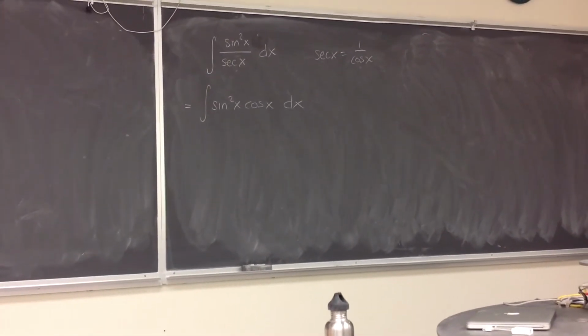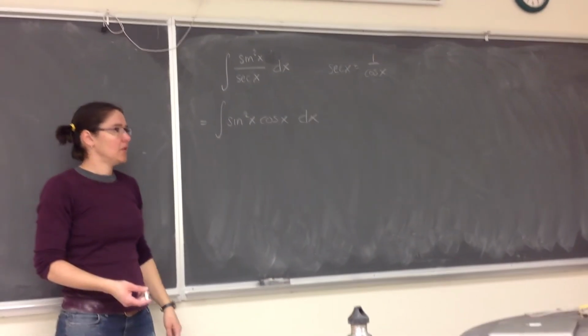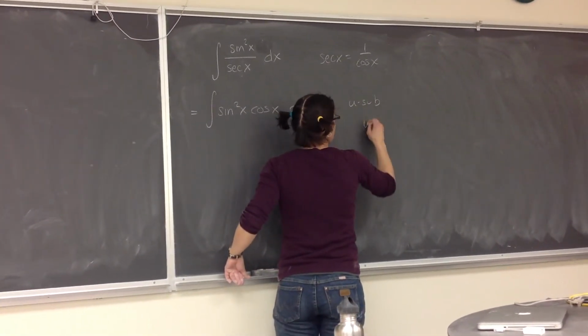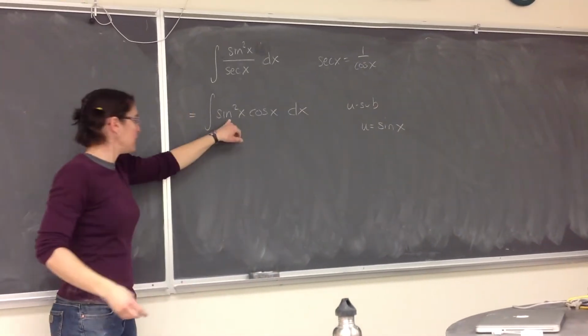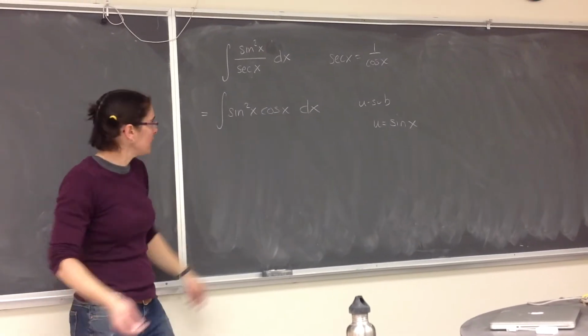Alright, so now we look at this, and any thoughts on what we might do with this? We can do a u-sub for the sine, just for the cosine. Okay, so a u-sub, where u is equal to sine x. This seems reasonable. We'll have a u squared. Our derivative is going to cancel our cosine, so it seems like we're on the right track.